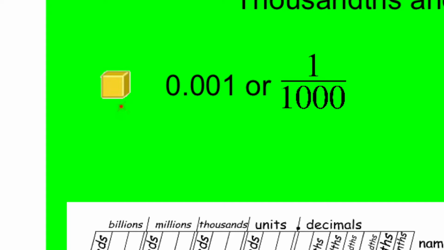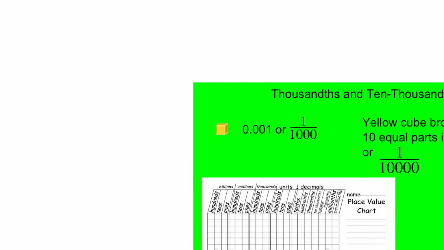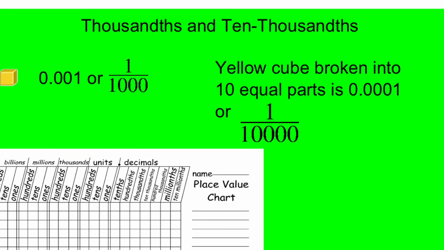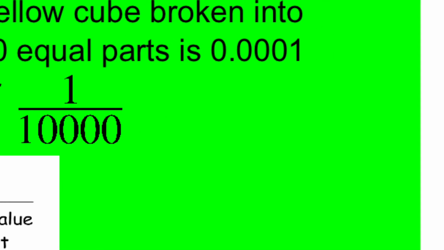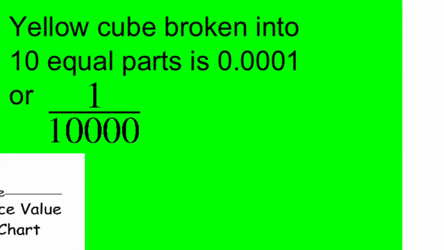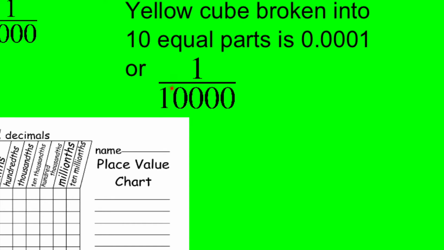This very small little cube, and 1,000 of these would make up one of the large cubes that represent one whole. This is represented in the third decimal spot, or the fraction 1 over 1,000. Now, if we took that yellow cube and broke it into 10 equal parts, 10 little tiny pieces, that would be 1/10,000th, which is represented by the fourth decimal spot and the fraction 1 over 10,000.